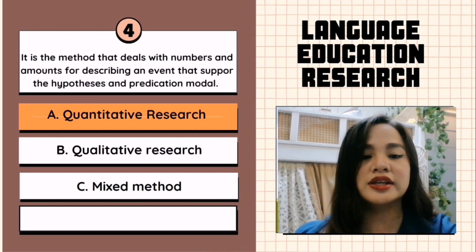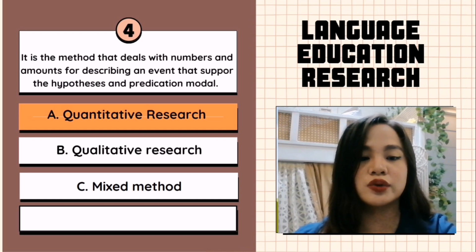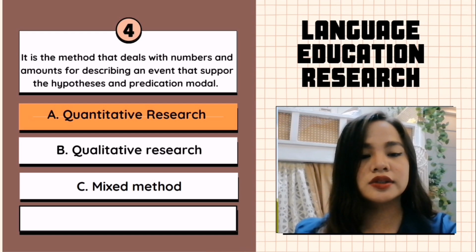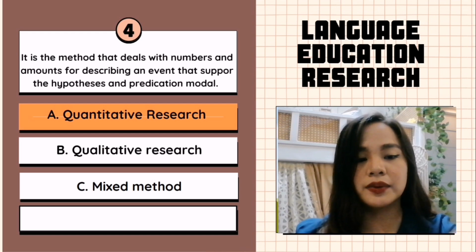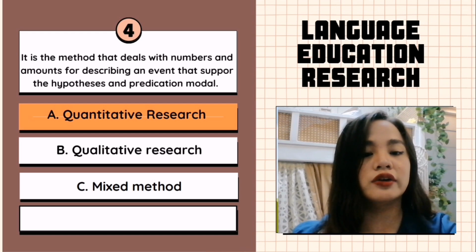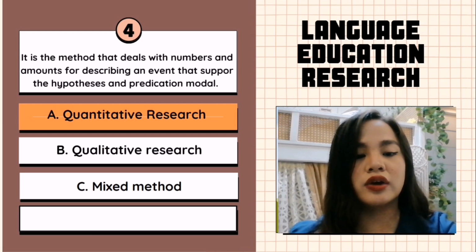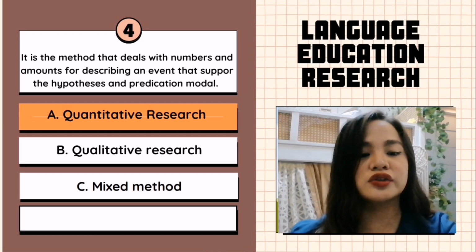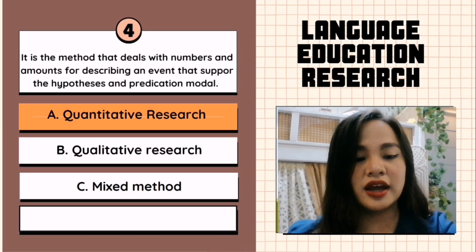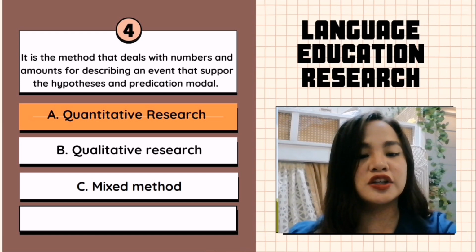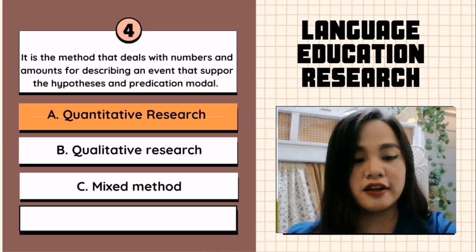Examples of this are test scores, survey results, and numerical scales or experimental results. So why are the other choices incorrect? Letter B is wrong because qualitative research is focused on non-numerical data like words, behavior, and meaning. It aims to understand experience, patterns, and social context, not measure them. It does not test predictions or hypotheses using numbers.